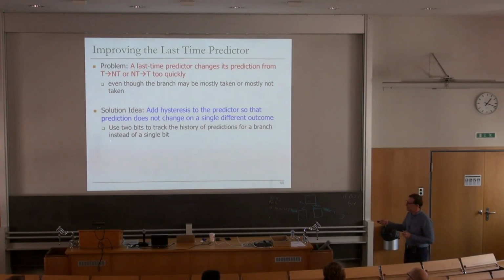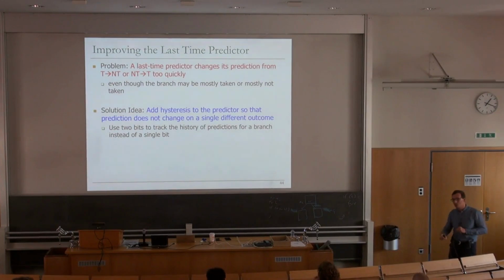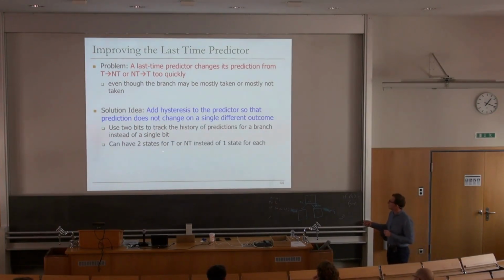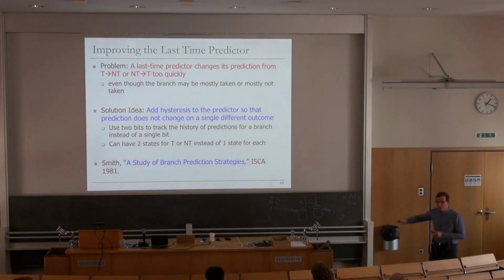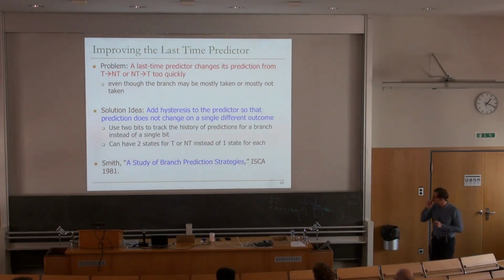Okay, so basically, how do you actually keep track of this with simple hardware? Use 2 bits to track the history of predictions for a branch instead of a single bit. This means that you can record the last 2 outcomes. You can have 2 states for taken or not taken instead of 1 state for each. And this was introduced in this other seminal paper that I didn't assign, but this is also a seminal paper.